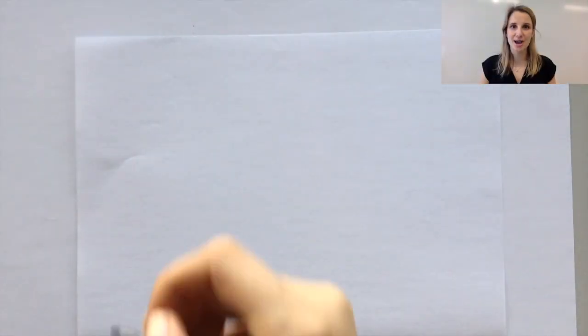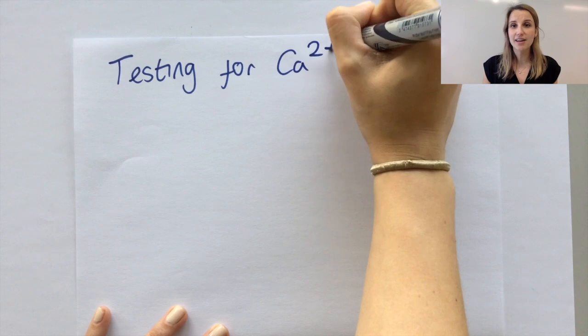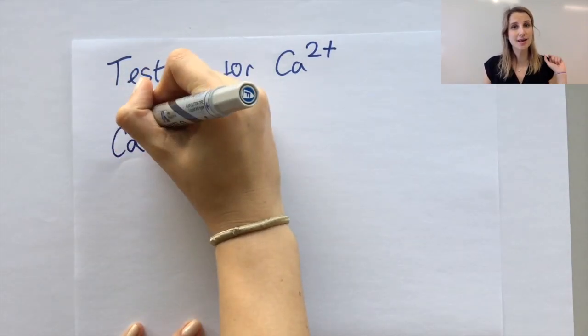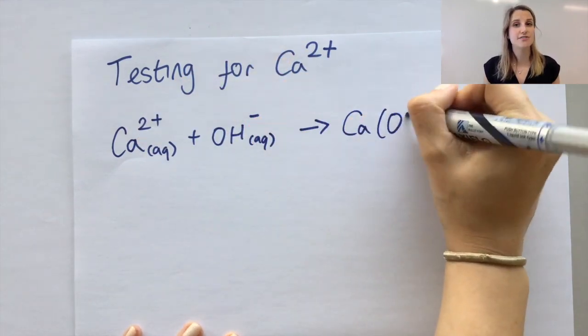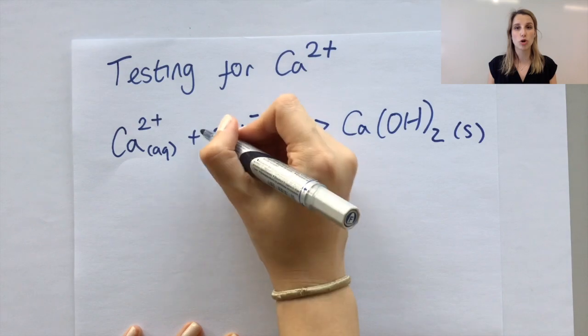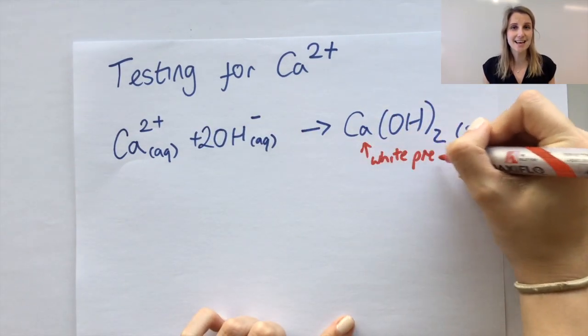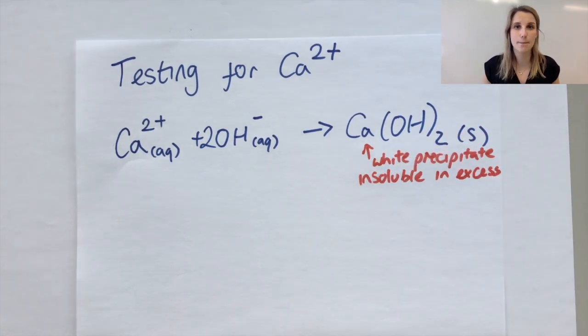So it's equation time. The Ca2+ with the NaOH is really reacting with the hydroxide ions. So really you have the Ca2+ reacting with the OH-. The precipitate that's formed is calcium hydroxide, and that's your white precipitate that's insoluble in excess. You can show it's a precipitate because it's got the solid state symbol here. Precipitate, remember, just means a solid product.